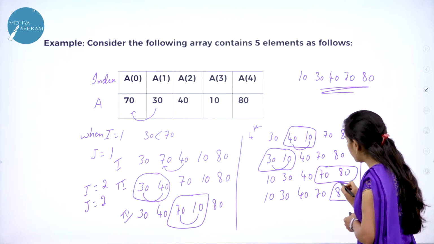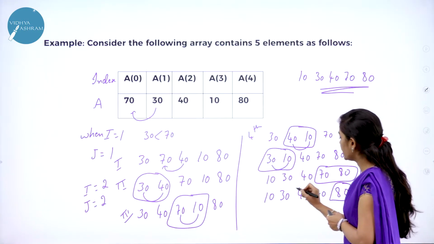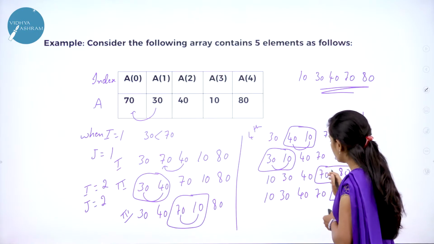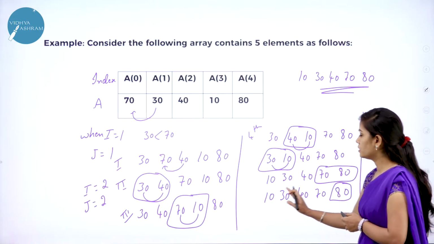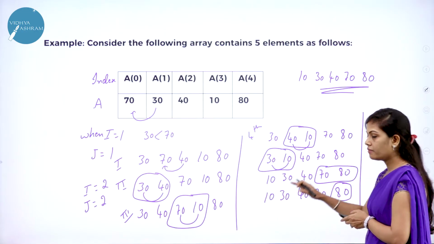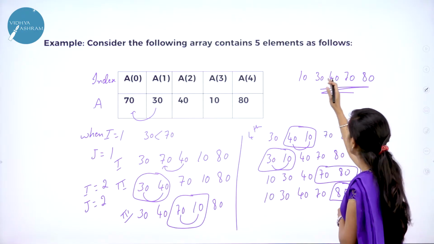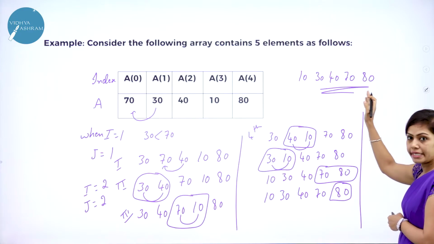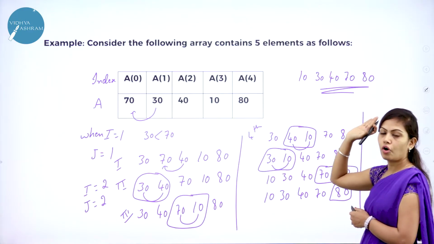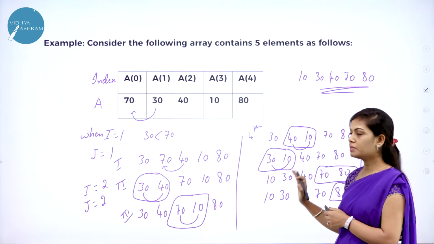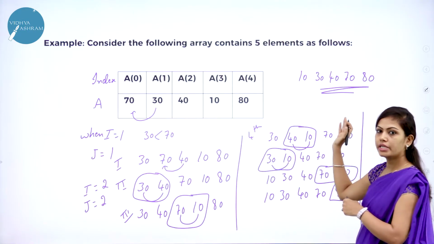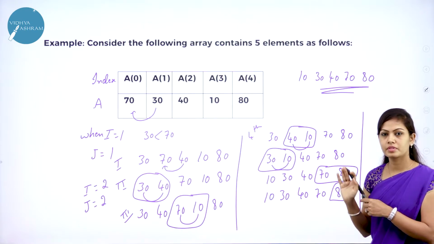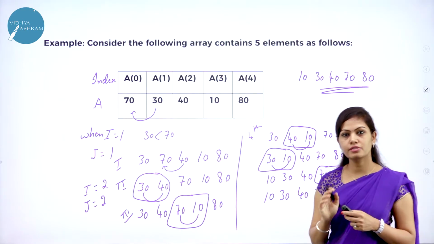Again you just compare this 80 with the other elements. There is no swapping because 80 is greater than all these elements. Your array will look like 10, 30, 40, 70 and 80. This is in a sorted order. Very simple concept. You just take the unsorted list and arrange it in a sorted order. This is called insertion sort.